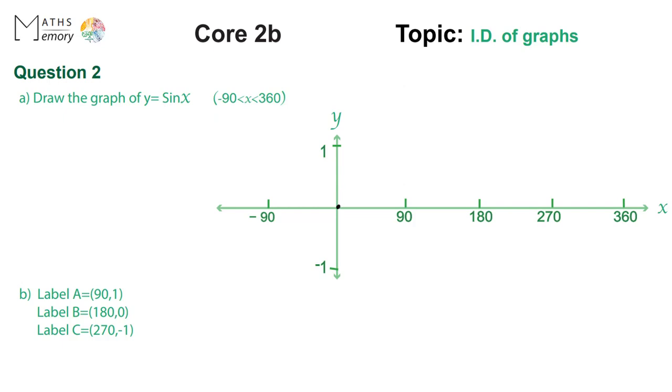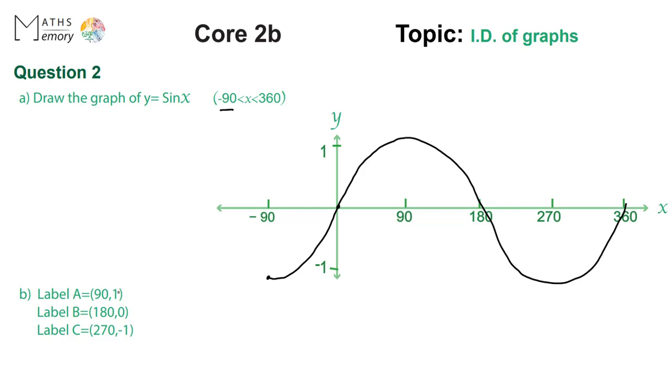Anyway, sine x, let's go from memory. So from 0, 0, let's go right up to 90, 1, down to 180, 0, 270, minus 1, and a smooth curve up to 360, 0. We'll start from minus 90 as well down here because the domain was minus 90.